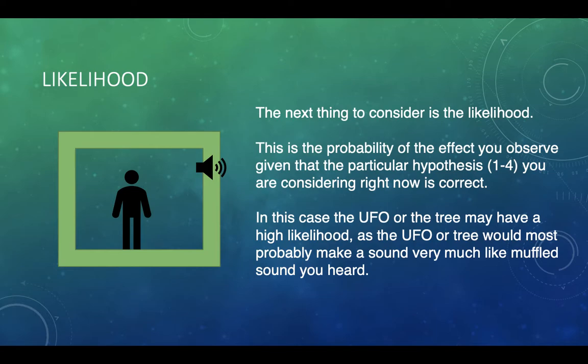So the next thing to consider is the likelihood, and the word is used a little differently here than in its common usage. This is the probability of the effect you observe, given that the particular hypothesis you're considering is correct. So in this case, a UFO hitting the house or a tree might actually have quite a high likelihood, because the UFO or the tree would sound very much like the muffled sound that you heard. So it's a way of considering the probability that the effect you hear could actually be caused by your hypothesis, if your hypothesis was correct.